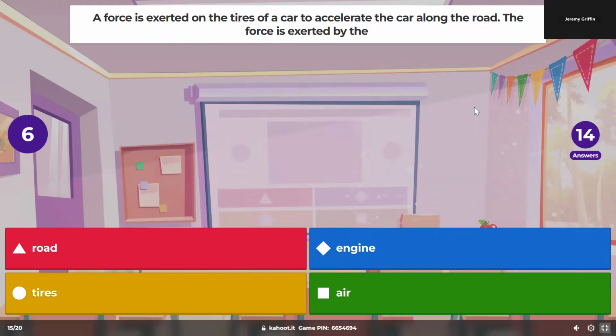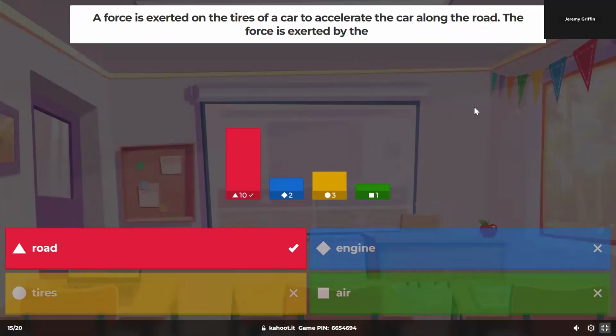It's the force from the, oh yeah, look at you guys. So the best answer is the road. There's a friction force between the tires and the road. The reason the road is a better answer is because the tires are internal to the car. So the external object providing the external force would be the road. All right. Pretty good.